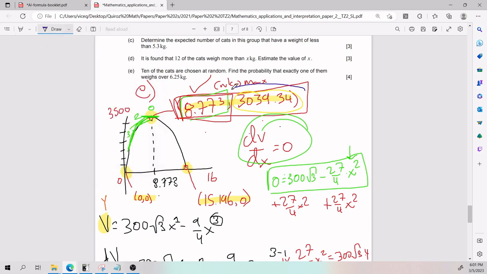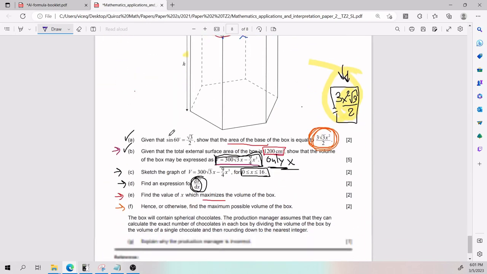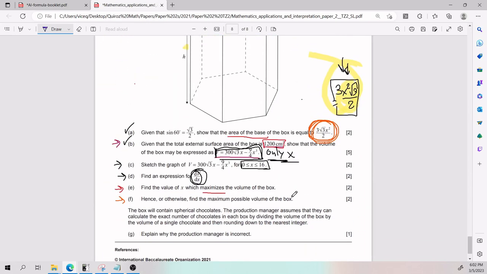Let me use a more vibrant color. So this 3039 is the volume when x is 8.773. And when x is 8.773, we are talking about the maximum. So at the maximum, in other words, the maximum amount of volume is going to be 3039. So actually, for part F, we sort of already solved it. You're going to have that it's 3039.34 centimeters cubed because volume. If you want to be consistent with significant figures, you can go like this. So that is for part F.